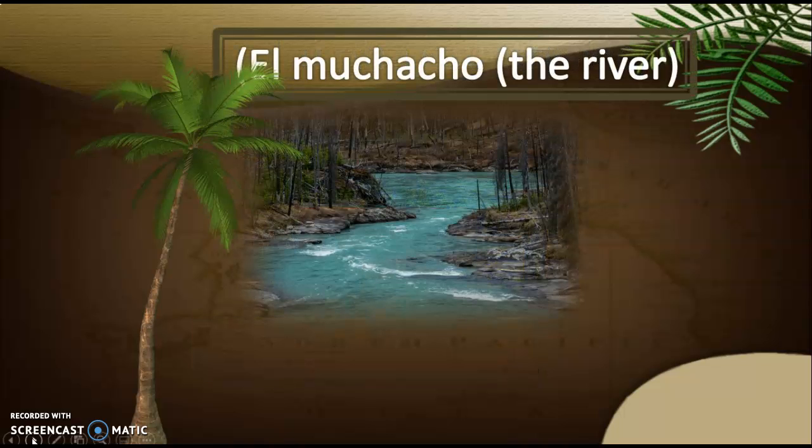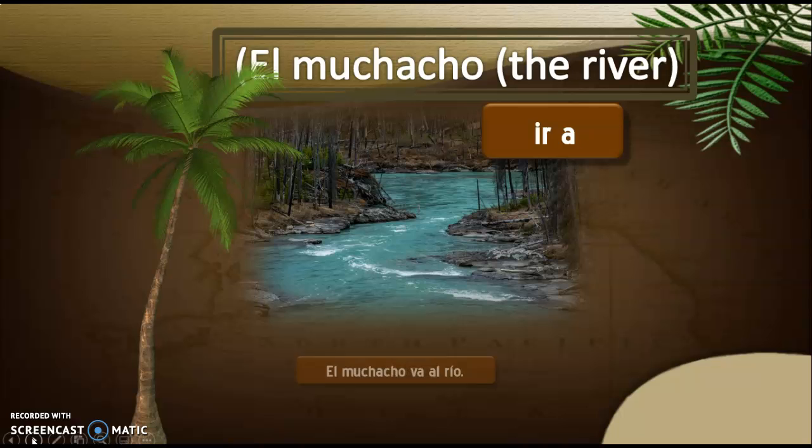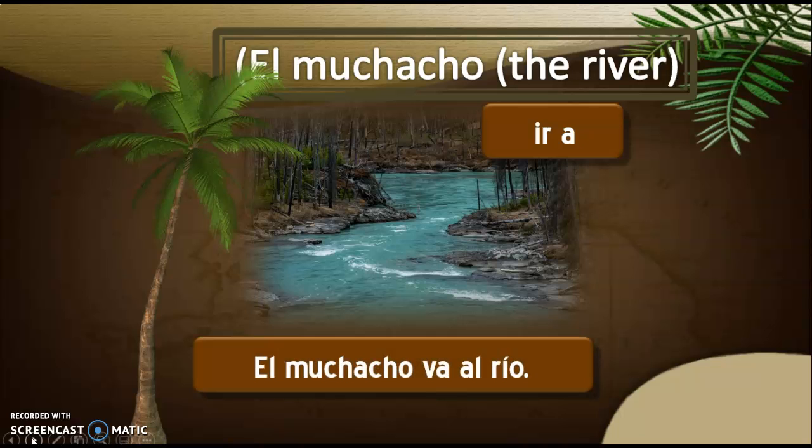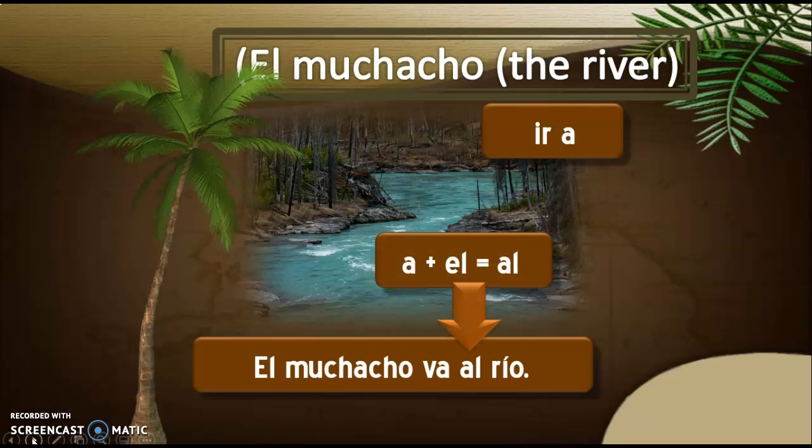We want to say el muchacho goes to the river. El muchacho would be like él, so the verb form of ir would be va. So el muchacho va al río. And since it's el río, again, the a and the el contract to al.